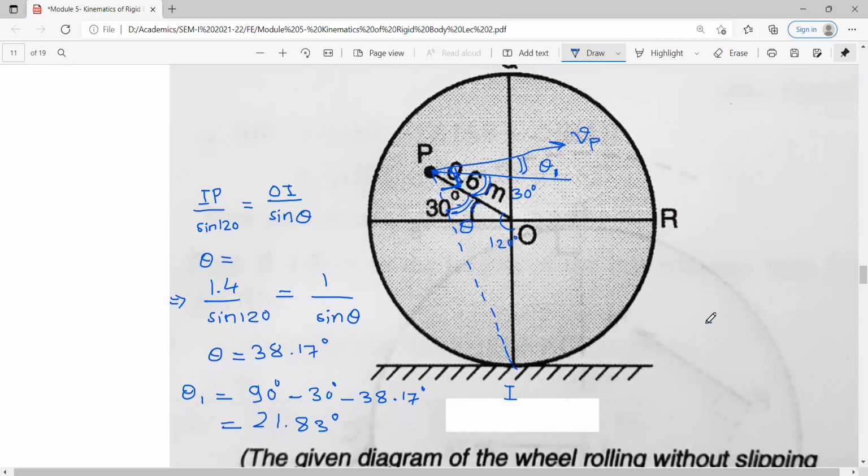So here I can show you like this, that it is the direction of velocity of point P, and this direction is at 21.83. I can show the answer like this. Means with magnitude, I also find the direction. Okay, and last is IR.